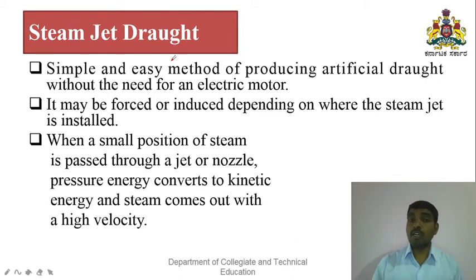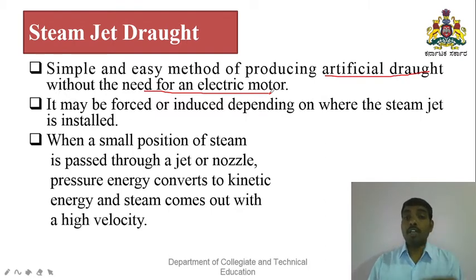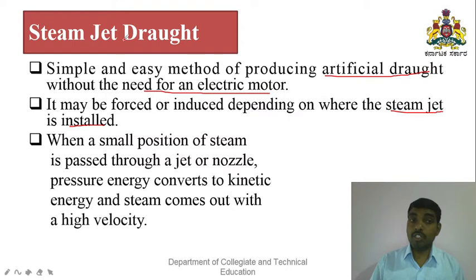So for that purpose we call this a steam jet draught system. Let's take a look at what steam jet draught is. This is a simple and easy method for producing artificial draught without the need of an electric motor. As I already conveyed, the steam jet draught doesn't have any electric motor. Here we are using a steam jet, installed to produce the draught effect. So we call this the steam jet draught.